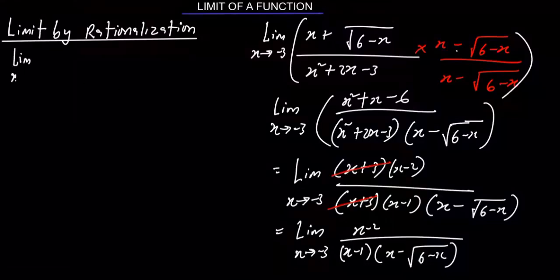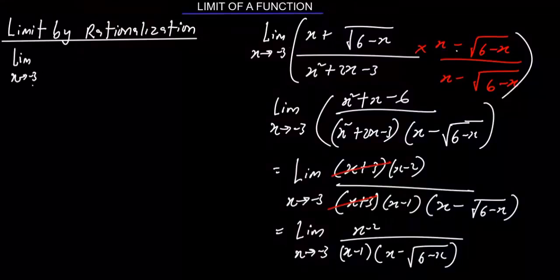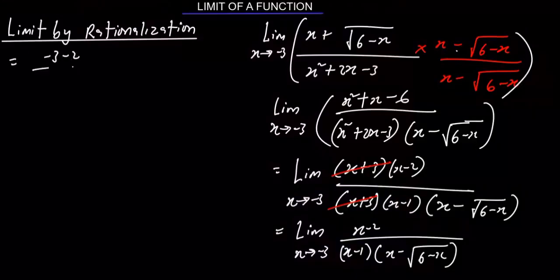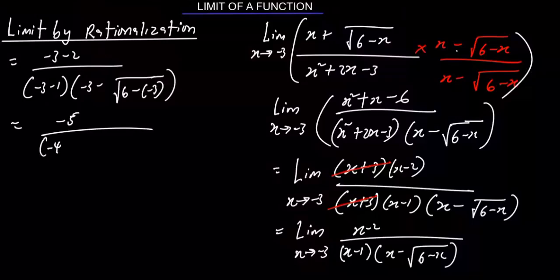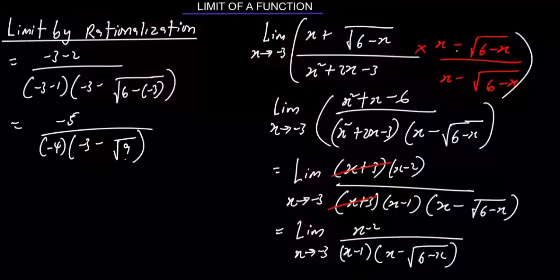Now, the limit as x tends to minus 3, so let us just substitute. What do we have there? From this side, we have minus 3 minus 2 over minus 3 minus 1, and this will give me minus 3 minus square root of 6 minus minus 3. So this one will give me minus 5 over, this will give me minus 4, and this will give me minus 3 minus square root of 9, because minus times minus gives plus, and 6 plus 3 gives 9.